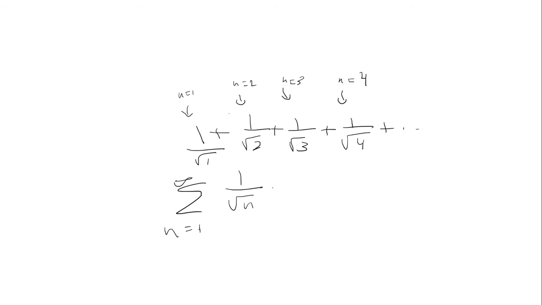Okay, so here we can also rewrite it. Instead of having the square root, we can just say 1 over n to the 1/2. And for the p-series, it has to converge if p is greater than 1. But because p is less than or equal to 1, it's going to diverge. So p is 1/2, therefore it diverges by the p-test.